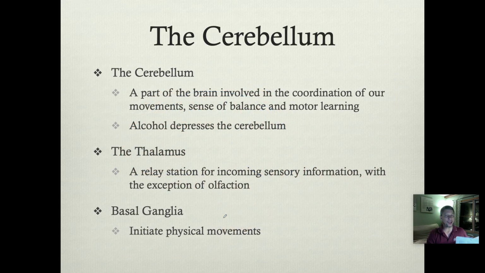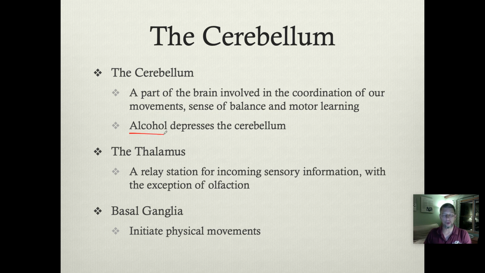Now, the second of the four major sections of the brain is the cerebellum. And this is the area that's really responsible for motor control. If you throw a baseball, your aim. If you ride a bicycle, play a piano, and those kinds of things. The cerebellum is the part of the brain that's involved in coordinating all of our movements, such as the sense of balance and motor learning.